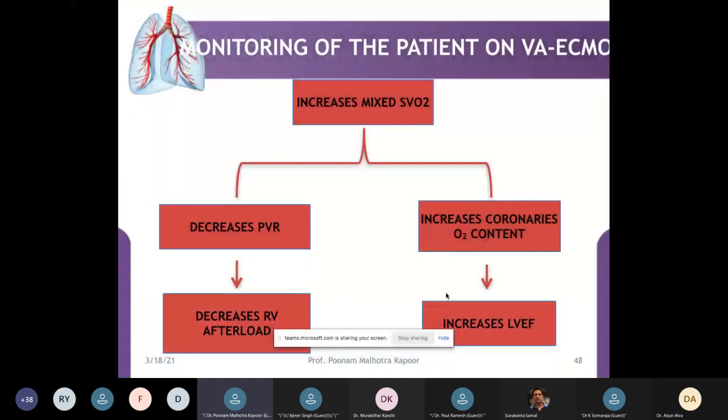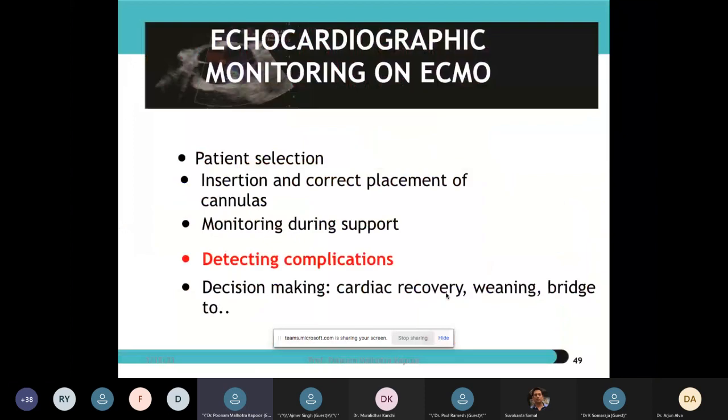So an increase in the continuous or mixed venous oxygen saturation, a decrease in the PVR, a decrease in the RV afterload, an increase in the oxygen content is what an ECMO does.